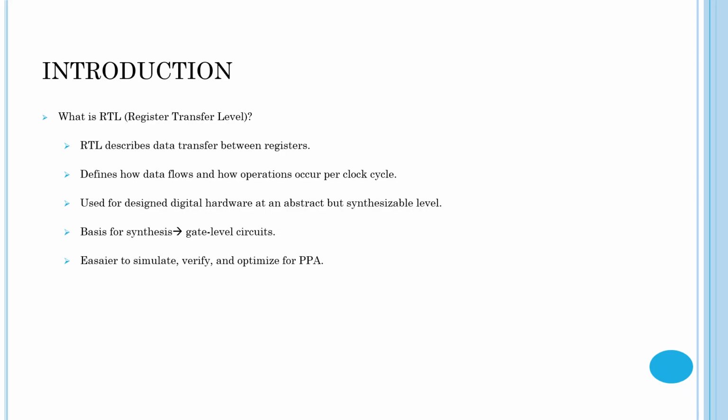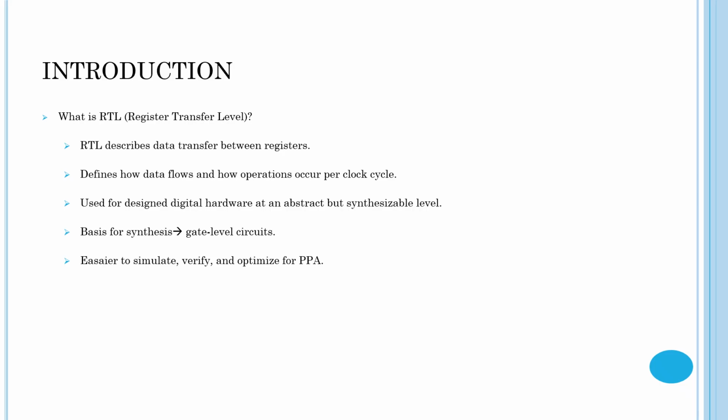RTL stands for Register Transfer Level and it is one of the most important design abstraction levels in digital VLSI. At this level, we do not describe the circuit at the transistor or gate level. Instead, we describe how data moves between registers and what logical operations are performed on that data on every clock cycle. In RTL, the design focuses mainly on three things: the registers that hold the data, the operations which are performed on the data, and the control signals that make these operations happen over time.